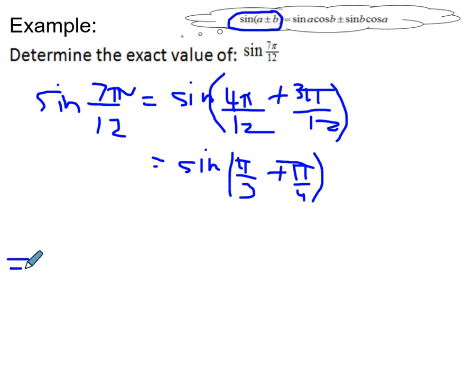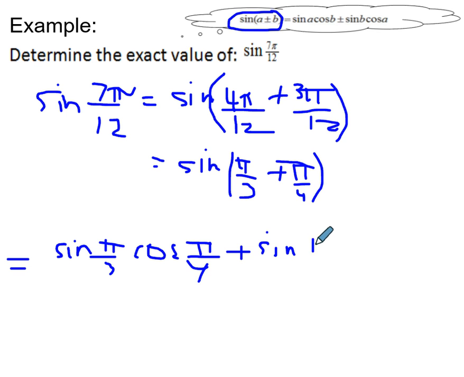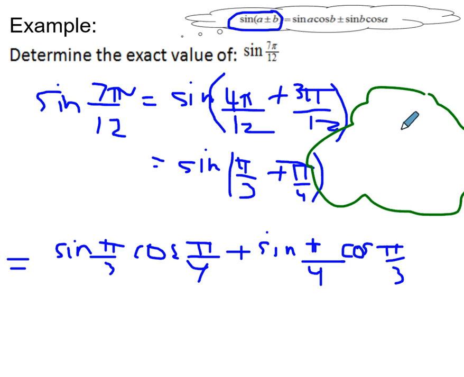Equal. So I want to find sine of the first one, cosine of the second one, plus sine of the second one, cosine of the first one. Now, what is the value of sine and cosine of these two? You have to remember, think about your trig circle here.